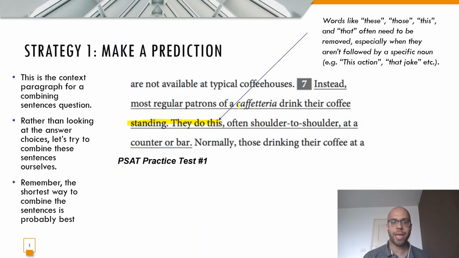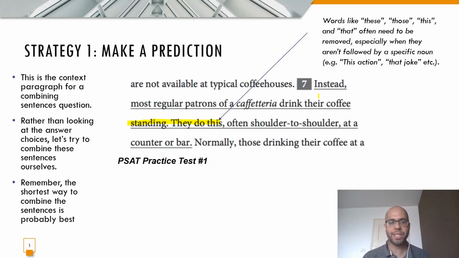Okay, so most regular patrons of a cafeteria drink their coffee standing. What if I just deleted this and said standing shoulder to shoulder at a counter or bar? That could make sense, right? I could just delete they do this. Why do I need to say they do this? Standing shoulder to shoulder at a counter or bar. That makes good sense to me.